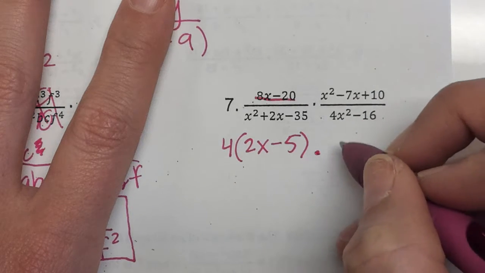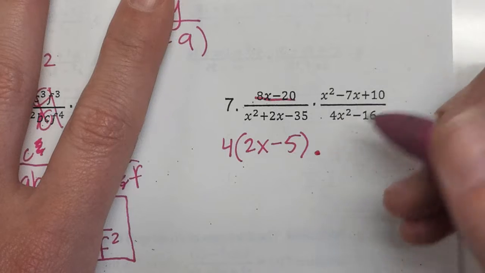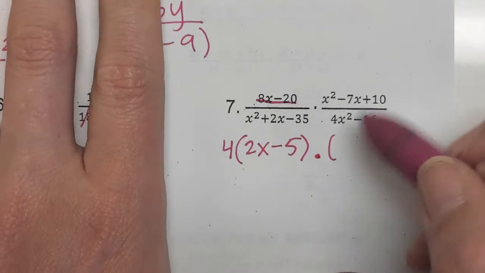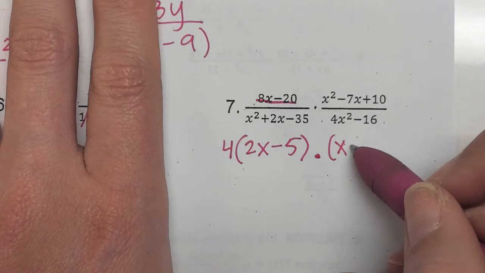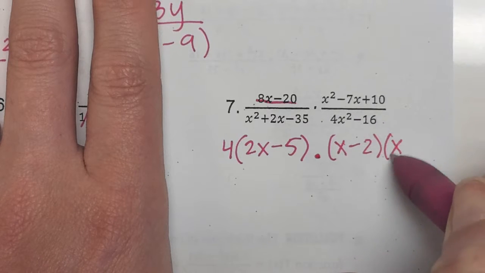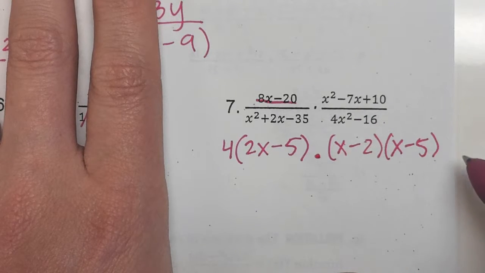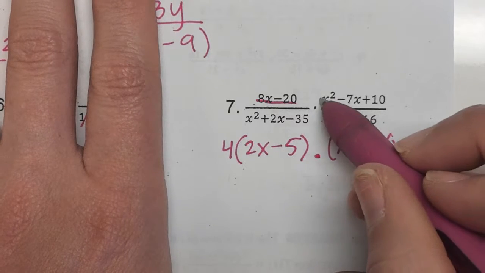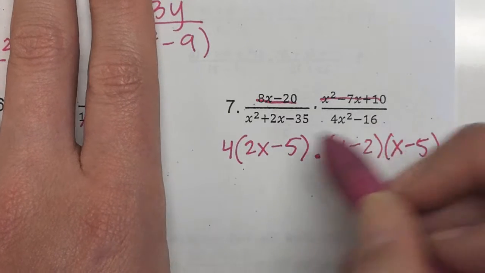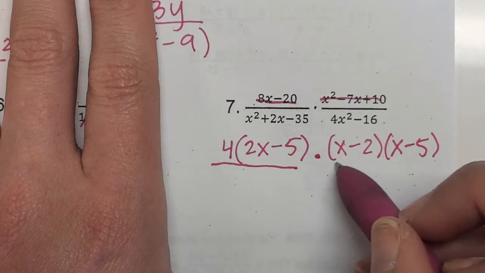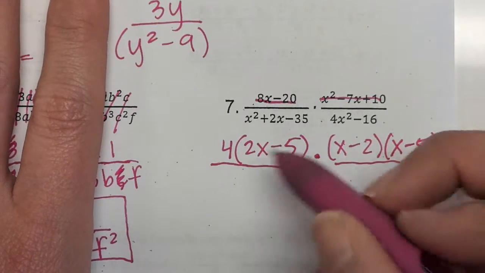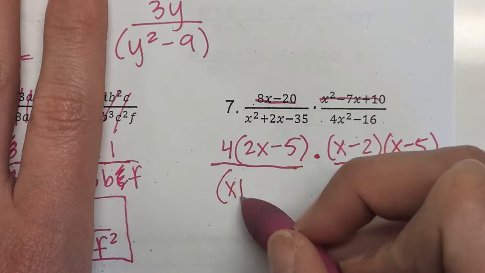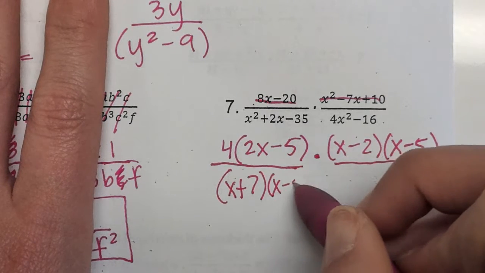Alright, Aubrey, what did you factor x squared minus 7x plus 10 into? X minus 2 and x minus 5. Very good. Y'all stop me if y'all have a question. I think most of y'all had this one when I walked by. Alright, Jeremy. On bottom for this one, what did you factor x squared plus 2x minus 35 into? X plus 7 and x minus 5. Everybody agree?